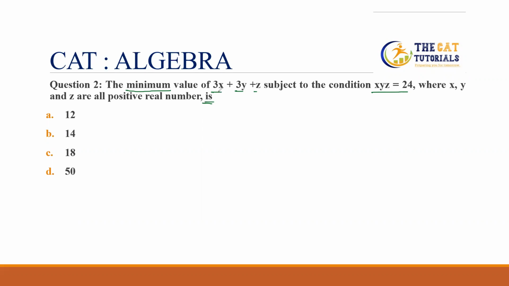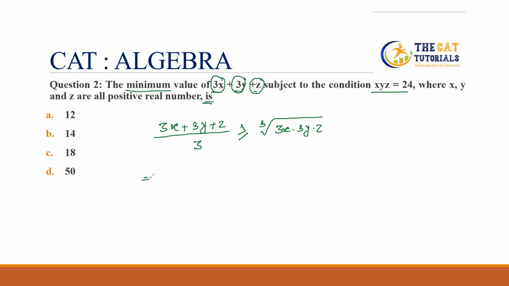If you have to find the minimum value of this, then definitely we can assume that these three are three different quantities. If these are three different quantities, then we can take the arithmetic mean of these numbers. So the arithmetic mean is how much? 3x plus 3y plus z, divided by 3. Now this value is greater than or equal to the cube root of the product of all the quantities, so 3x into 3y into z.